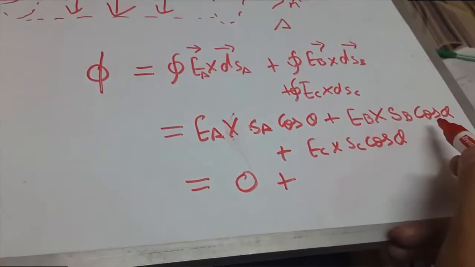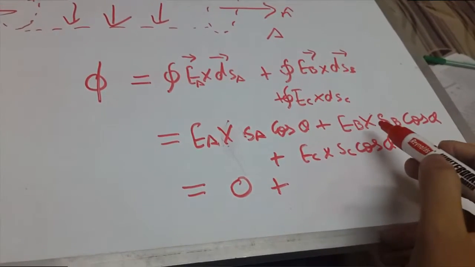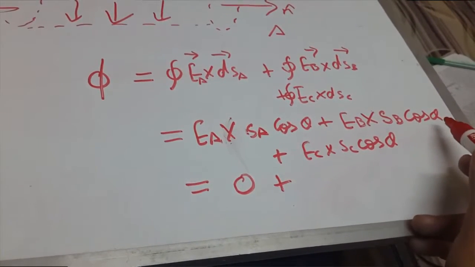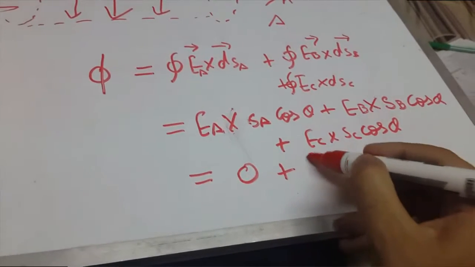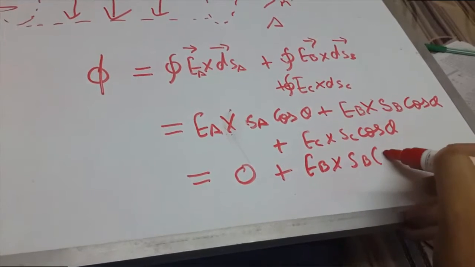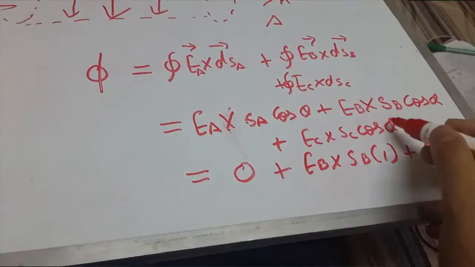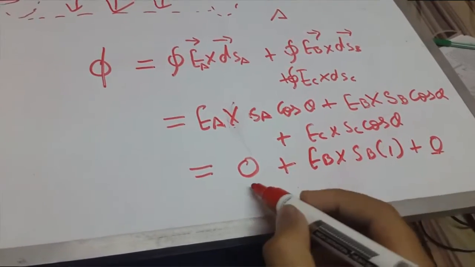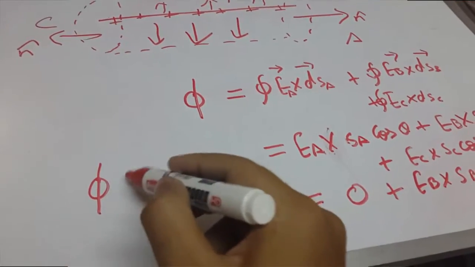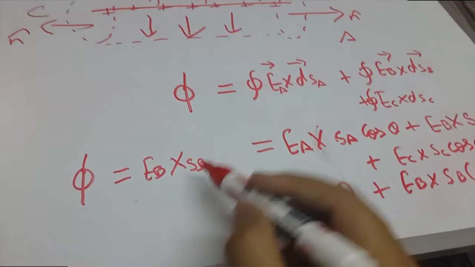For the B surface, cos theta is cos 0, which is always 1. So EB into SB cos 0 is equal to EB into SB into 1, plus 0. The same goes for the C surface, where theta is 90, so the value would be 0. So now we can say that electric flux is equal to EB into SB.